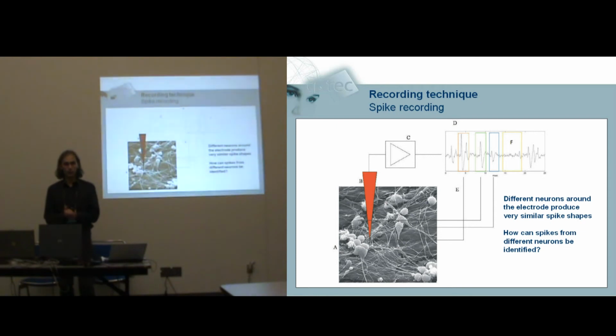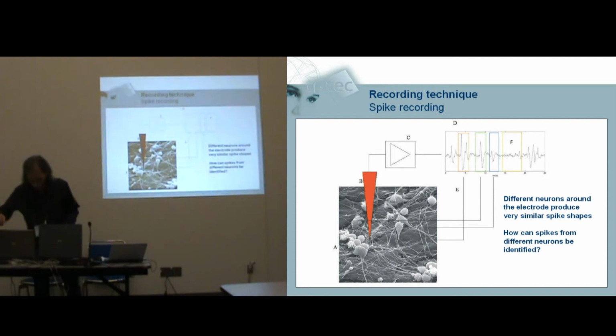So for recording single cell activity, you need a needle electrode that you place directly beside the cells, so you have to stick the electrode into the brain. And of course the needle must be very thin. It must be similar to the neuron dimension. And I have one here.